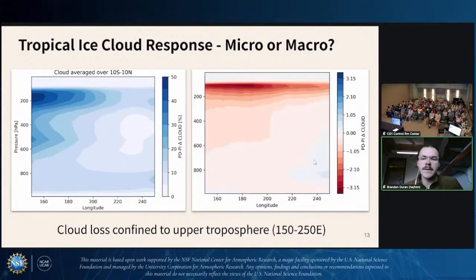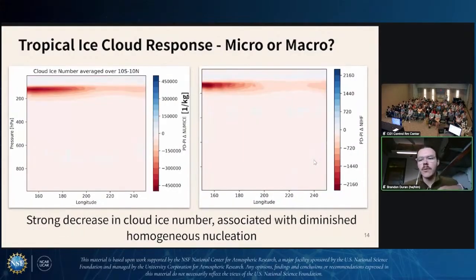To try to understand what's happening here, I'll walk through a few other plots. On the left, you're looking at the change in cloud ice number over this same region, and you can see there's a strong decrease in the tropics, in the upper atmosphere. And on the right here, I'm showing the change in the activated ice number from homogeneous nucleation. What you can see is that the reduction in cloud ice number that we're observing in this upper layer of the tropics could probably be coming from this strong reduction in homogeneous nucleation.